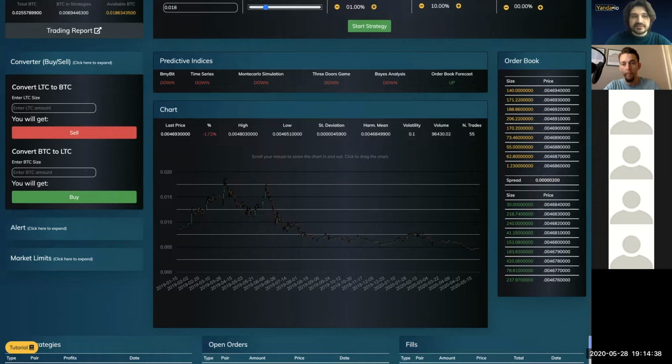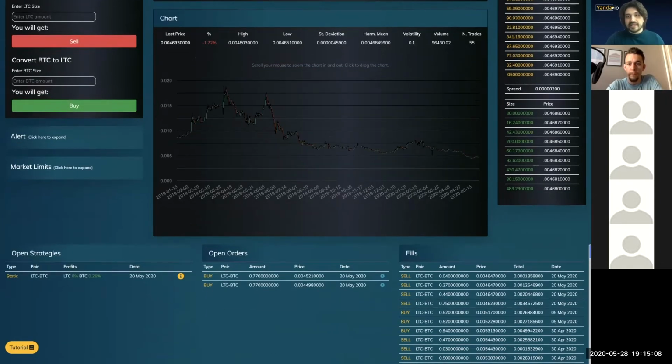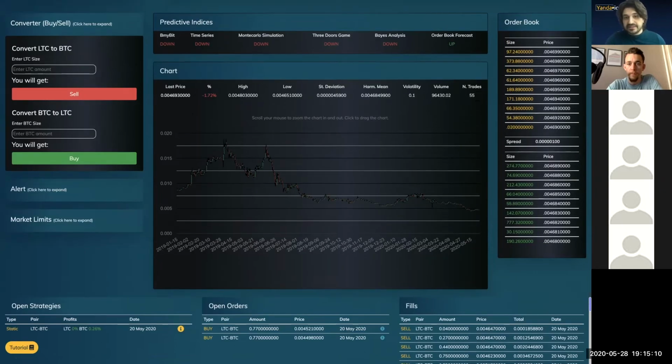As a matter of fact, from the time series analysis to the bias analysis, those are long-term predictive analytic indices. So they are not telling me that the price is going to go down immediately after, as the order book can tell, up to a certain precision. So you never have to rely 100% on what the predictive analytics are saying to you, but you can use them together with common sense on the chart and together with the harmonic mean and volatility to understand whether the price can go up or down.